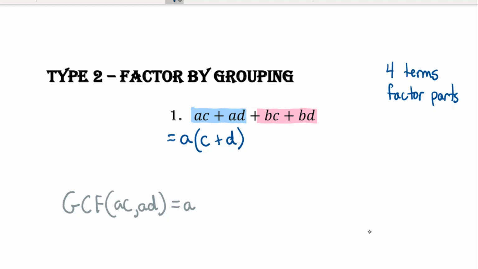Now we're going to think about the GCF of our next pair. So we've got BC and BD. The GCF of that: a B shows up in both, and that's it. So our GCF is B. We put that out front, and now B times what gives me BC? That's C. B times what gives me BD?